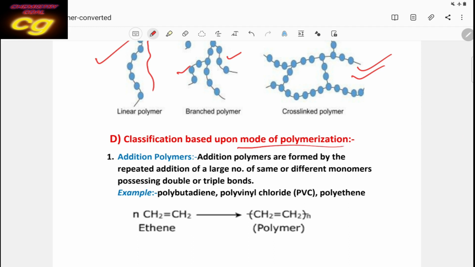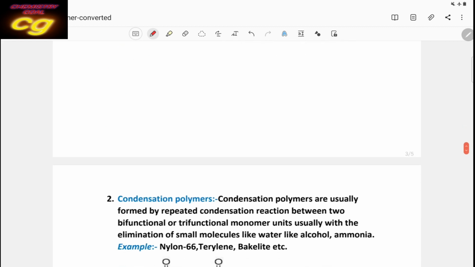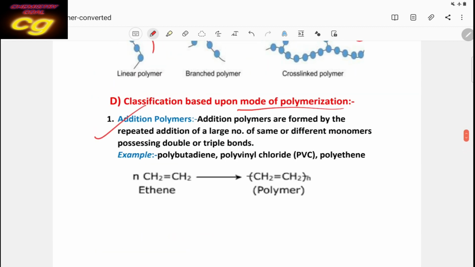Then classification of polymer on the basis of mode of preparation, that is, how it is prepared, on the basis of mode of polymerization. One is addition polymer. Another is condensation polymer. In addition polymer, you see the polymers are formed by a number of monomers having double bond or triple bond. Addition reaction takes place when double bond or triple bond compounds are involved. So in this type, polymer is formed from monomer units having double bond or triple bond. That means during formation of polymer, double bond, triple bond are involved.